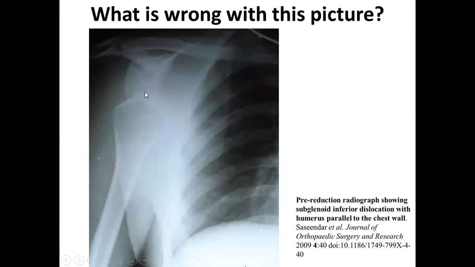But for this particular x-ray, we can see this is the humerus and this is the glenohumeral joint and how it is dislocated. The bone itself has popped out of its joint and has dropped down. So this is a dislocation of the glenohumeral joint. Recall that with a dislocation like this, you could possibly damage your axillary nerve as well as your posterior circumflex humeral artery, because they travel around the surgical neck of your humerus. You can see it's already labeled: pre-reduction radiograph showing subglenoid inferior dislocation with humerus parallel to the chest wall. So this is the actual medical term for a dislocation of your arm.